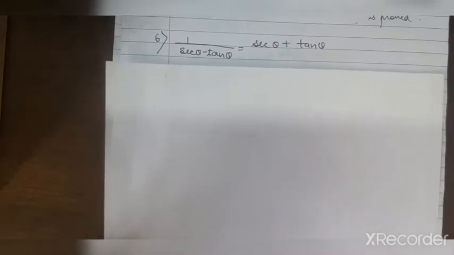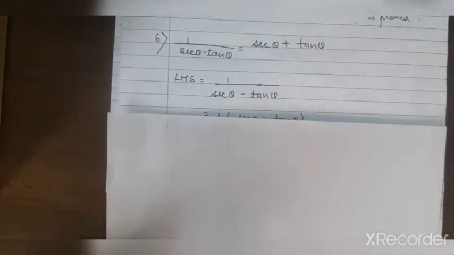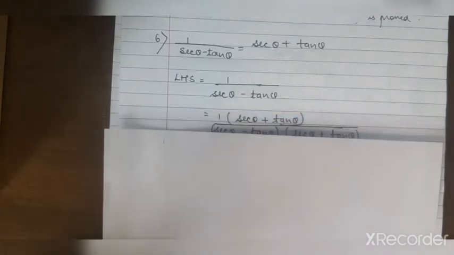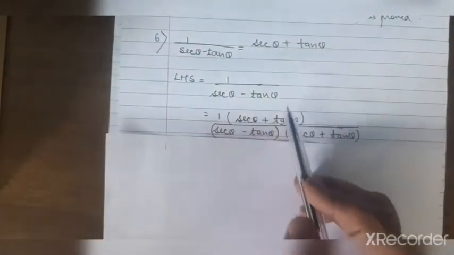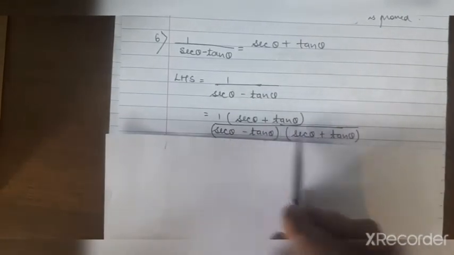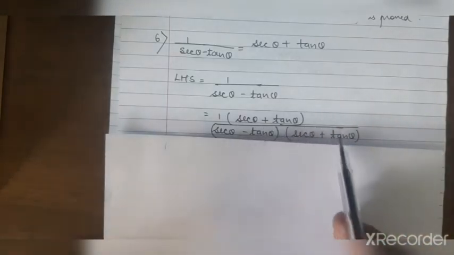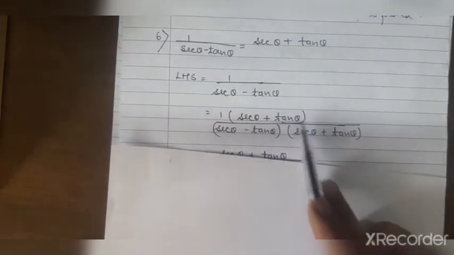Now we move to the sixth one. In the sixth one, 1 upon sec theta minus tan theta is equal to sec theta plus tan theta. So again we take the LHS, that is 1 upon sec theta minus tan theta. Now what we do is we multiply the numerator and denominator with the same thing but with the opposite sign. What is in the denominator? Minus. So we are multiplying here with plus: sec theta plus tan theta, up and down.